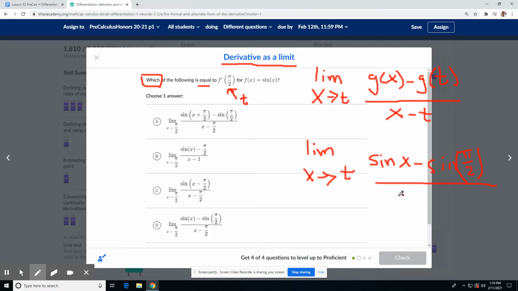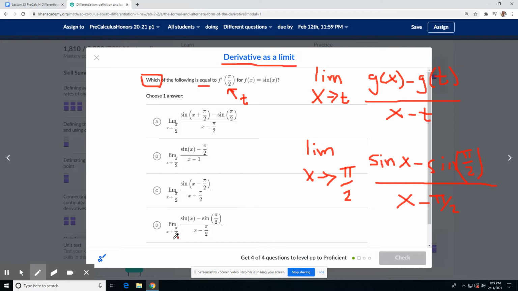All over, we still keep our x minus, and our t value is pi over 2. Okay, so which one of these matches that? Our t in this case is pi over 2. All right, so as x goes to pi over 2, this would give us the derivative or the slope at any point, in this case at the pi over 2 point.